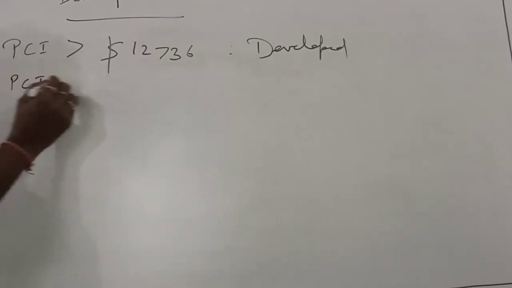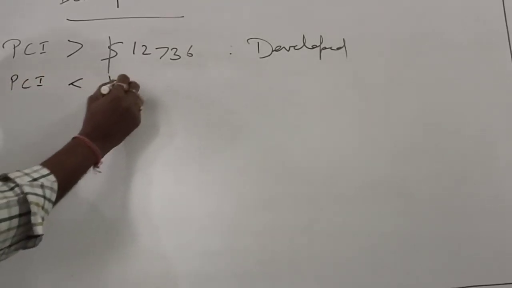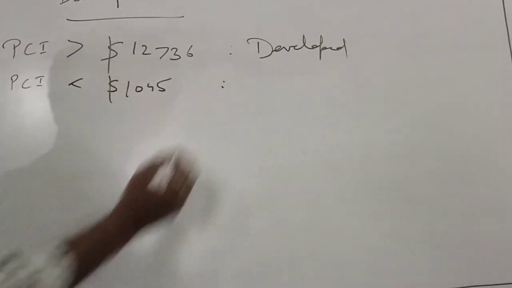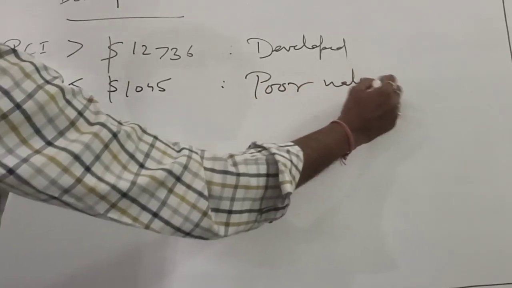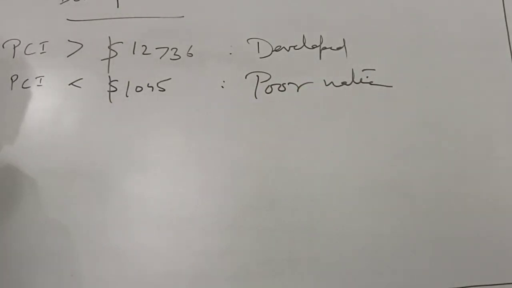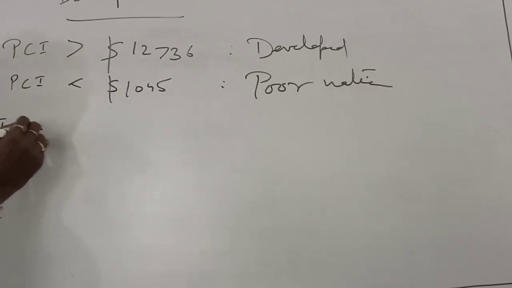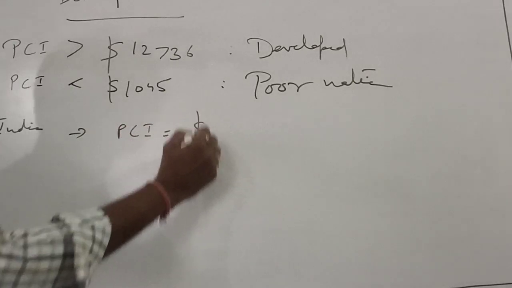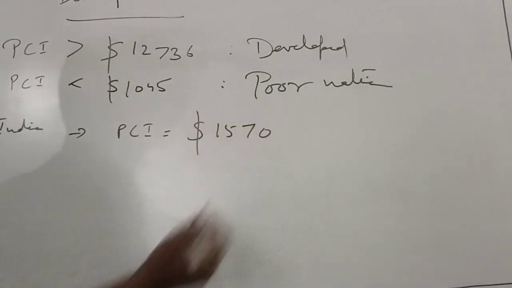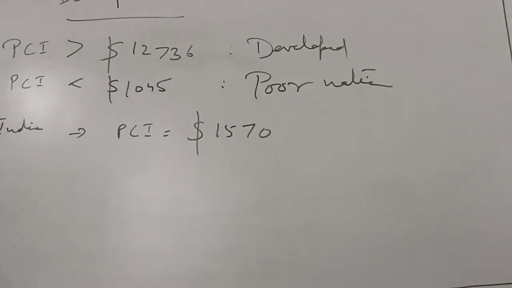Similarly, if PCI is less than $1,045, then it is a poor nation. And we must know this about India also. In case of India, the PCI is $1,570. So this is a scenario in which we compare these nations on the basis of per capita income.